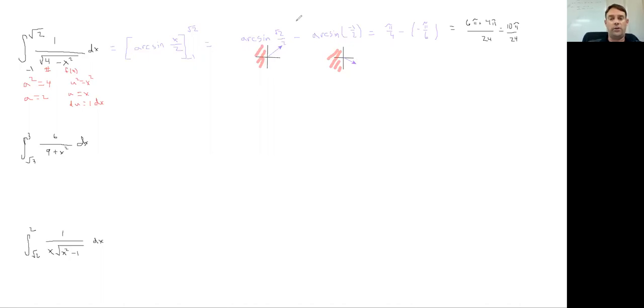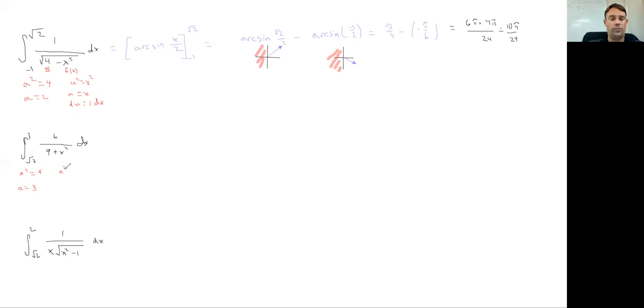All right, let's try the next one here. Do we have all the pieces? Why don't you guys go and pause the video and try this one, and we'll talk about it. All right, let's see how you guys did. No radical, that means this has to be an arctangent. So a squared is 9. A is 3.